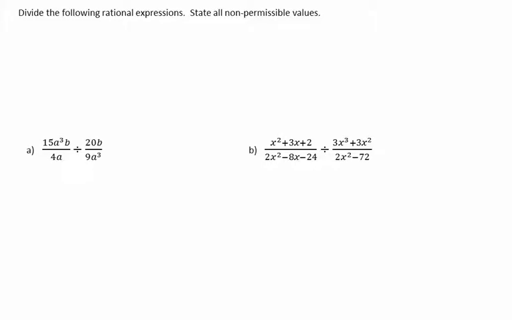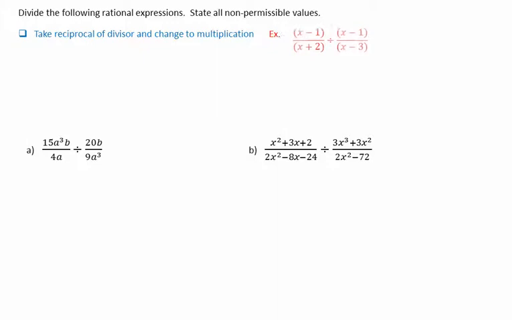Divide the following rational expressions. State all non-permissible values. Just as with dividing fractions, to divide rational expressions, take the reciprocal of the divisor, which is the second rational expression, and change it to multiplication.